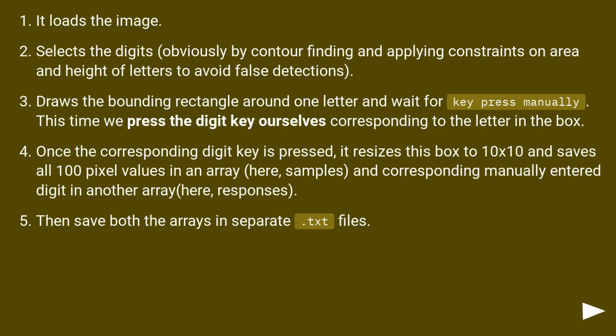This time we press the digit key ourselves, corresponding to the letter in the box. Once the corresponding digit key is pressed, it resizes this box to 10 by 10 and saves all 100 pixel values in an array, here samples, and the corresponding manually entered digit in another array, here responses. Then we save both arrays in separate .txt files.